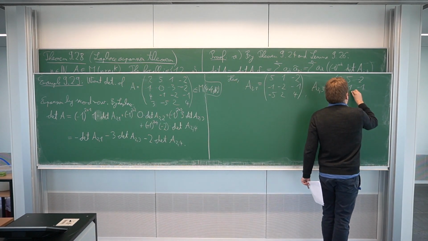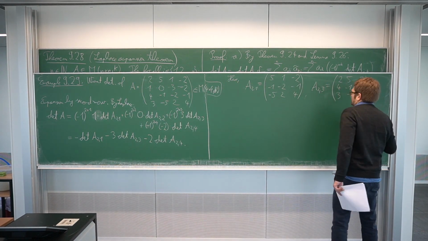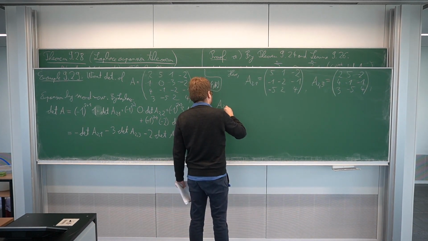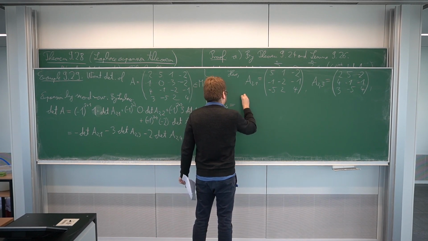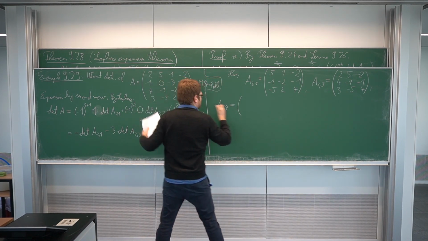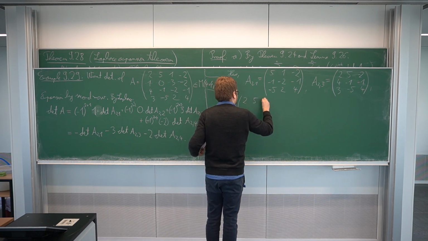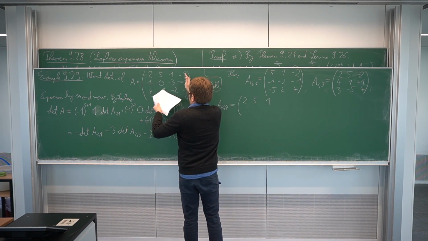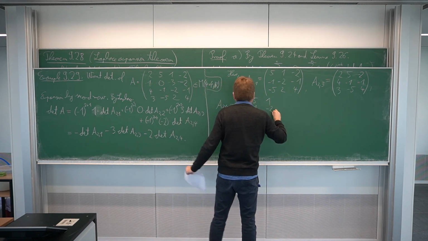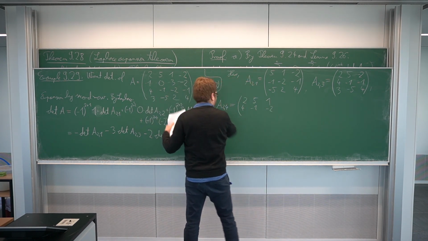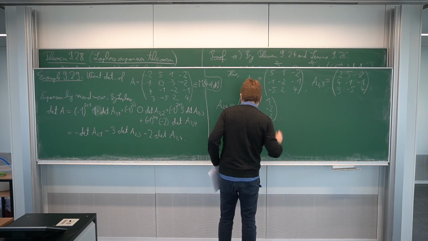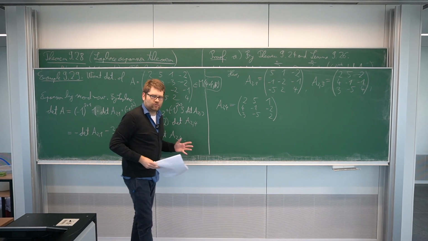And finally A24 is equal to, so we cancel this row and this column. So here we have 2, 5, 1. Okay, second row is gone. So here we have 4, minus 1, minus 2. And finally here, 3, minus 5, 2. Okay, these are now 3 by 3 matrices.